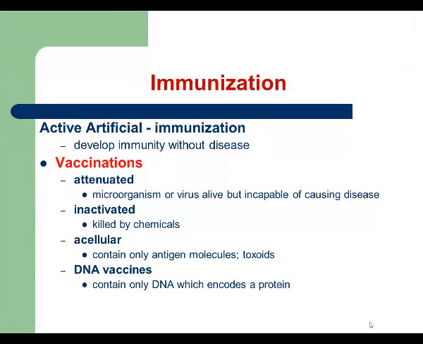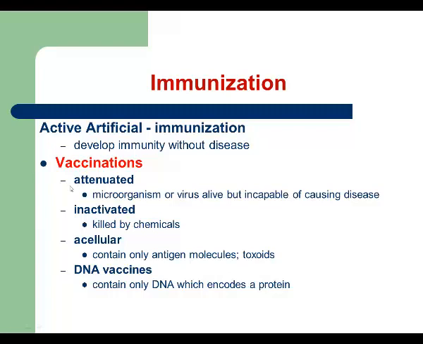Immunization. We use immunization to develop immunity in our patient's system without disease. It means when we vaccinate our patient, we develop artificially acquired active immunity in the patient's system. Today in the market, there are 4 different types of vaccines that we use for our patients.